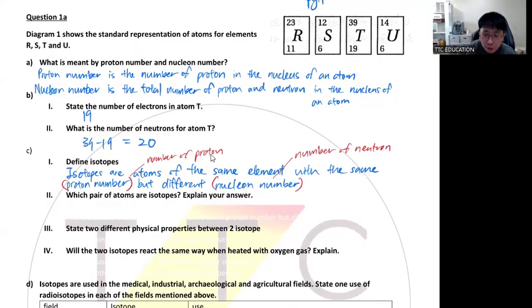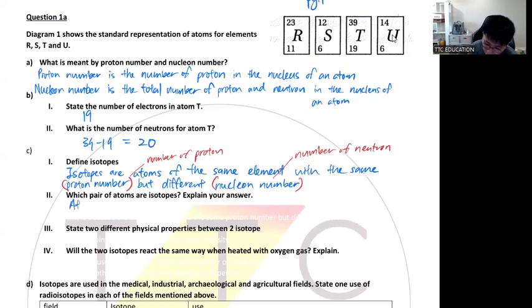Don't say same number of proton but different nuclear number. I cannot mix and match. Either the red or the blue, up to you, but choose one. And which pair of atoms are isotopes? So look for same number of proton. So S and U.